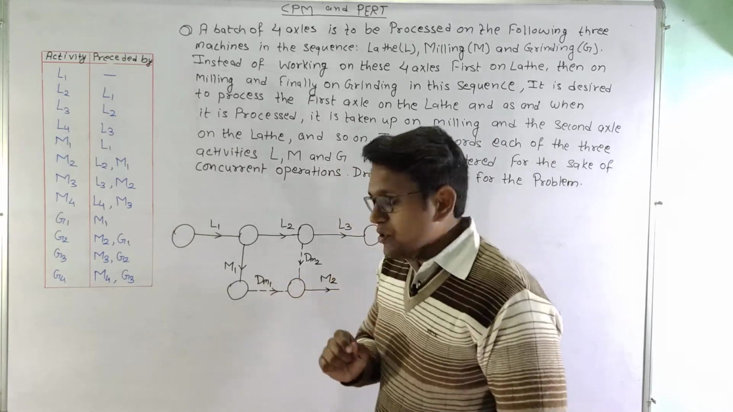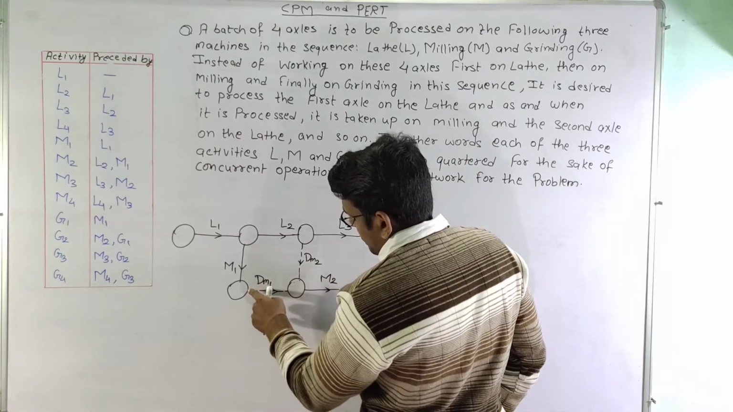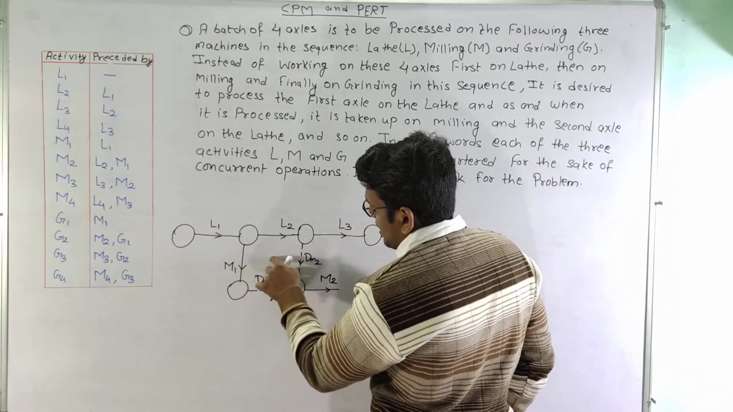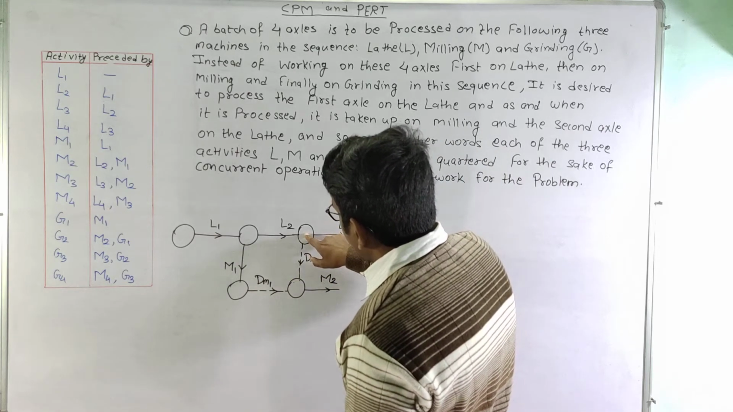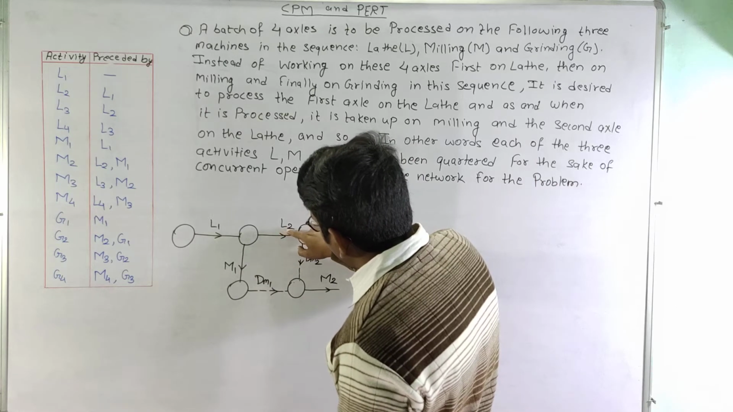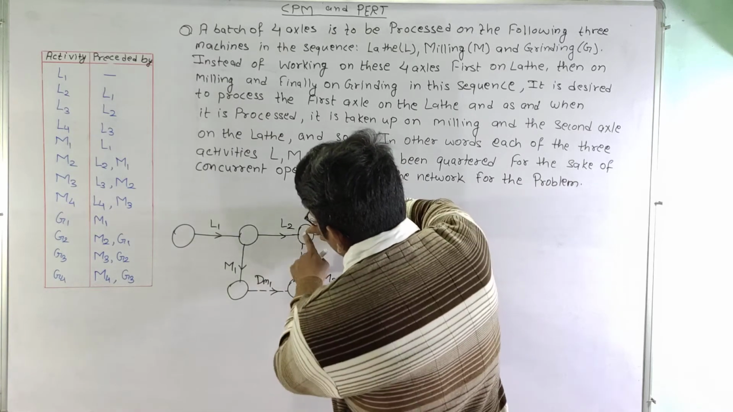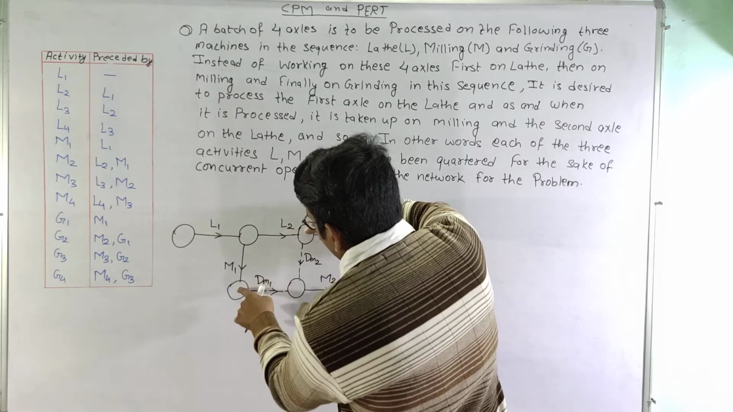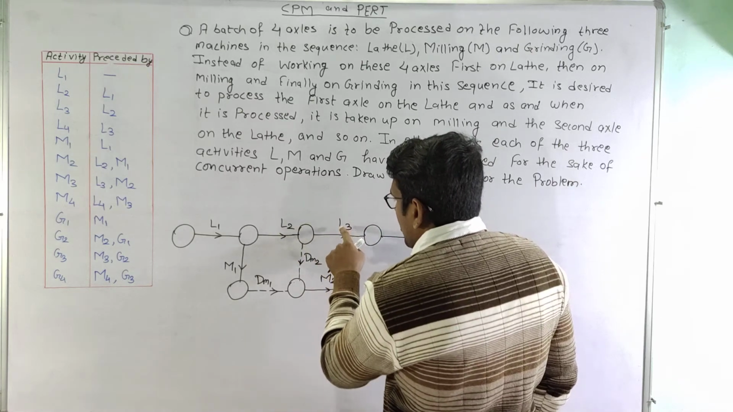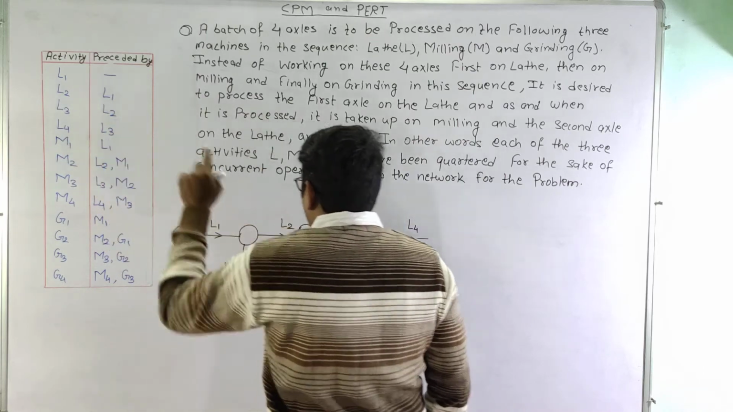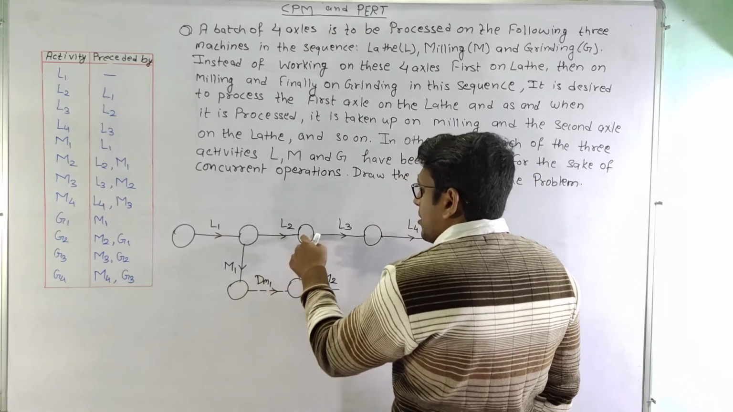Now the question comes to my mind: why have I not drawn the dummy activity directly between these two nodes? Because this particular node is preceded by only activity L2, and if we draw a dummy activity between these two nodes, this node will have a precedence of L2 as well as M1, which will violate the condition for activity L3, because L3 is preceded by L2 only. So because it is preceded by L2 only, we cannot draw a dummy activity of M1 coming to this node.